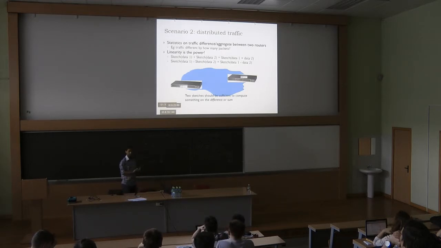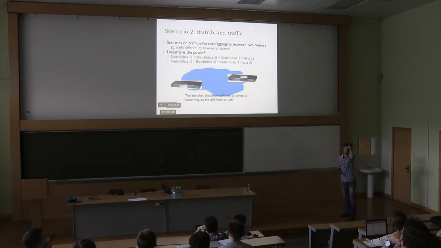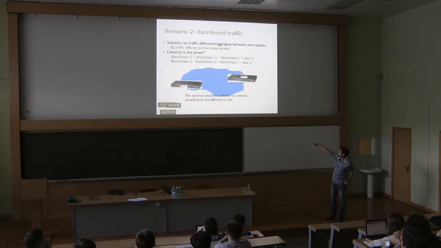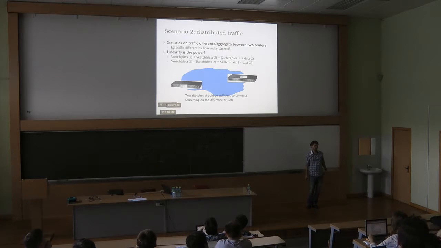And the good part is that it is linear. So basically, you can compute the sketch on each of the separate data separately, and then the sum of the sketches is equal to the sketch of the sum of the data, and the same with, say, differences, right? The difference of the sketches will give you the sketch of the difference of the data. Okay.